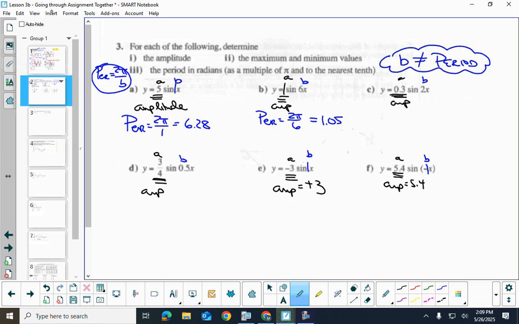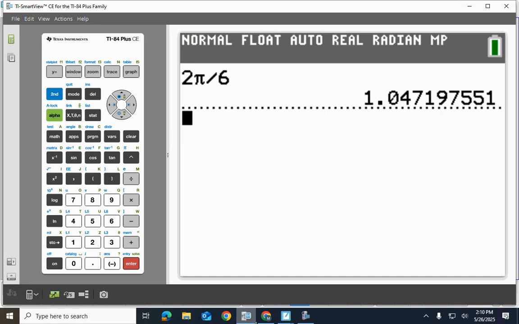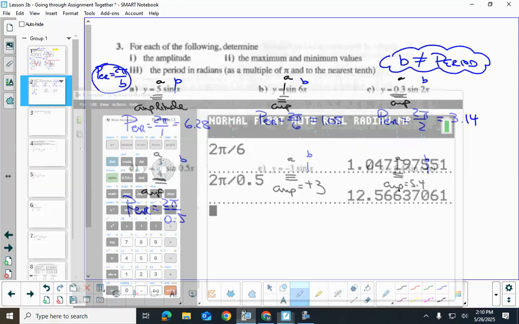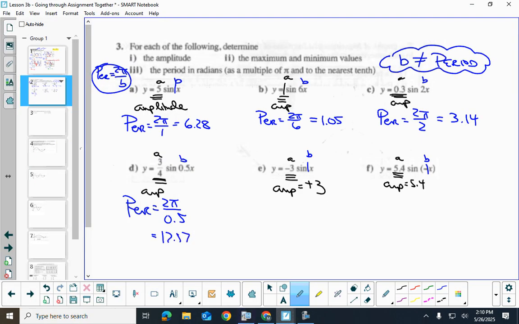Okay. So here, the period is 2 pi over 2. So that would be 3.14. Period would be 2 pi over 0.5. So that's 12.57. And here would be 2 pi over 1, which is 6.28. We're not going to worry about F. You're never going to be given a negative B value, so we'll just ignore that.